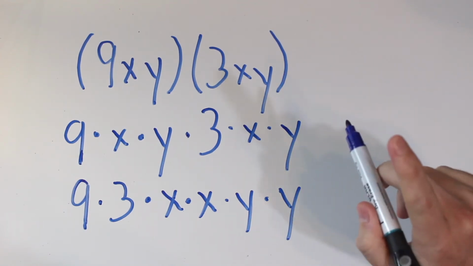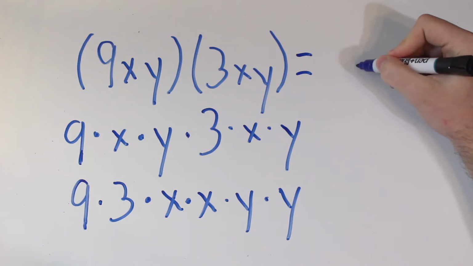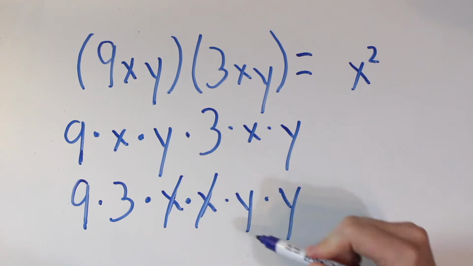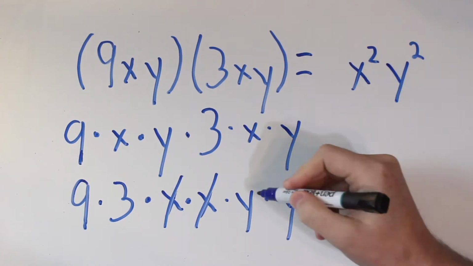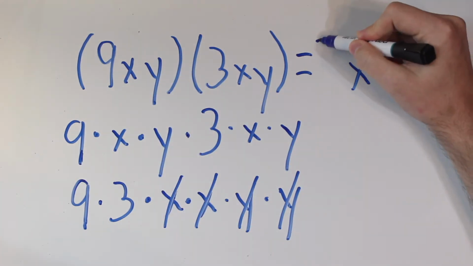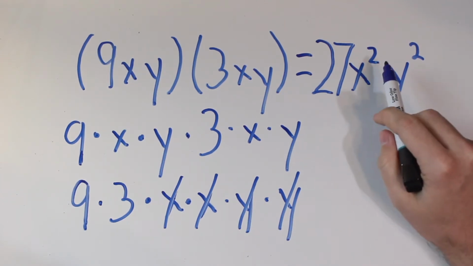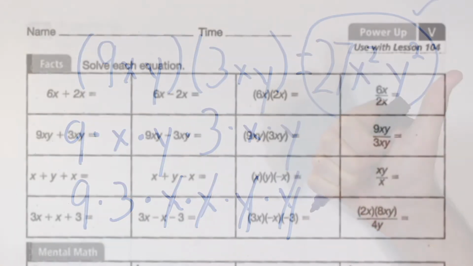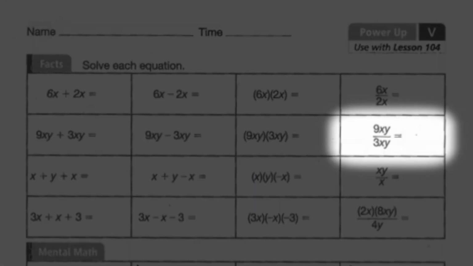Remember, any number multiplied by itself is that number squared. So x times x here is x squared. The same thing goes for this y times y. That is y squared. So now all we have left is 9 times 3, which is 27. So our answer is 27 x squared y squared. Nice job. Now we have division again. 9xy over 3xy.